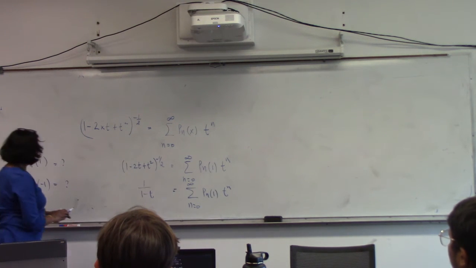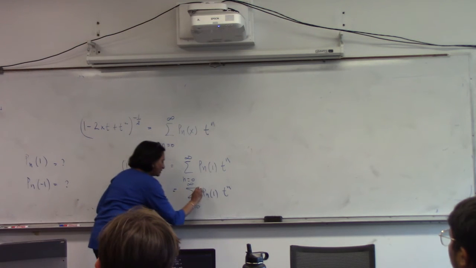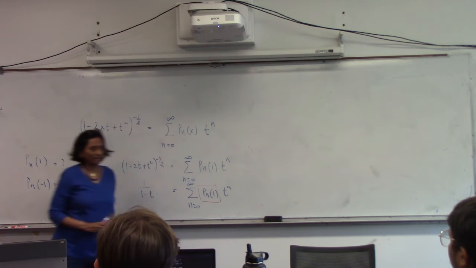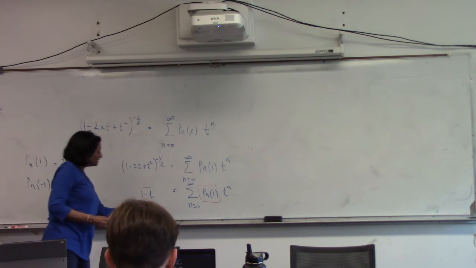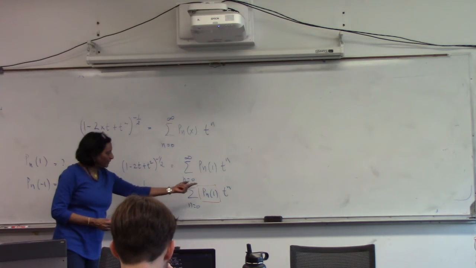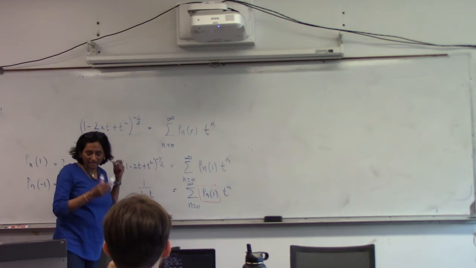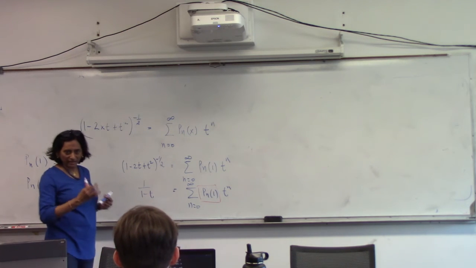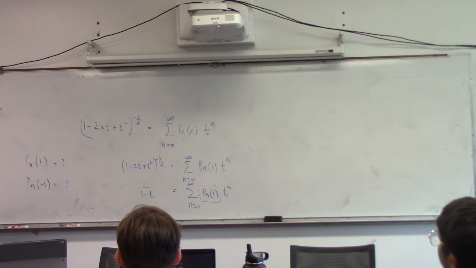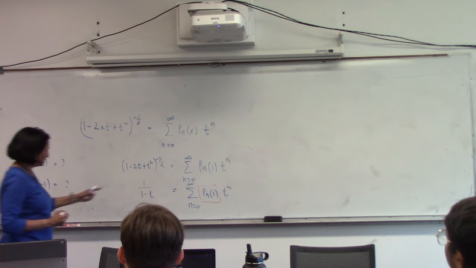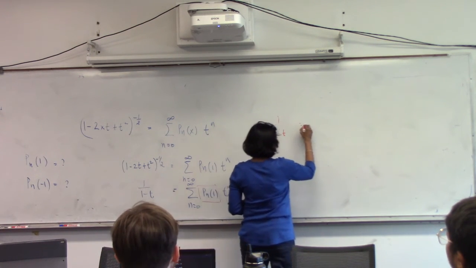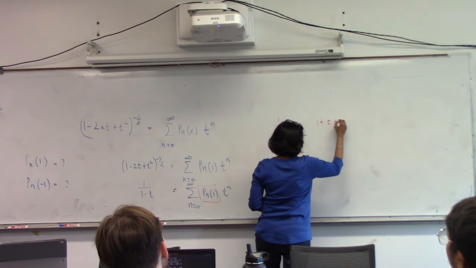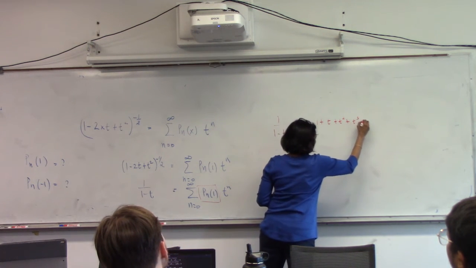My goal is to get this, I need to extract this quantity. So I have on the right hand side a series, and the left hand side is a function. Can I write this as a series? Then I can compare the coefficient of t to the power of n on both sides and extract out the value of Pn(1). So what is 1 over this function? Use a binomial expansion to expand it out. This is nothing but 1 plus t plus t squared plus t cubed, up to t^n.